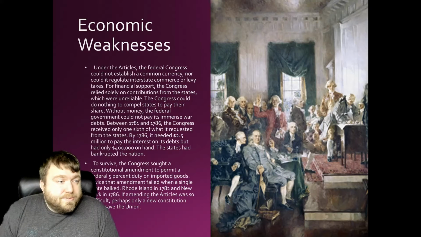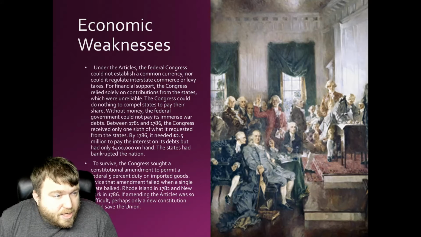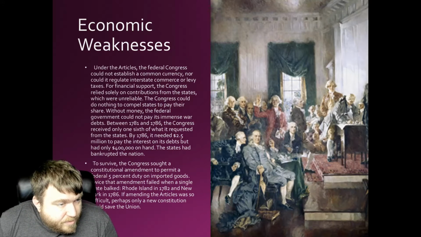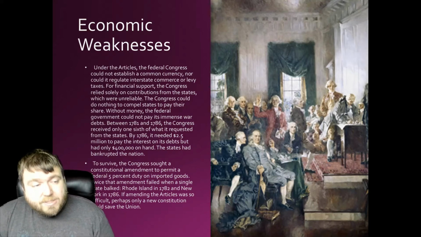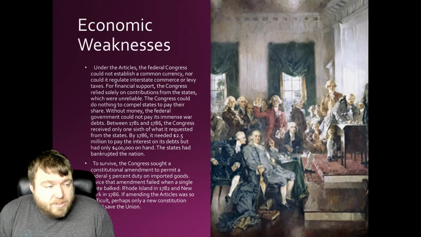Economic weaknesses. Under the Articles, the federal Congress could not establish a common currency, nor could it regulate interstate commerce or levy taxes. For financial support, the Congress relied solely on contributions from the states, which were unreliable. The Congress could do nothing to compel states to pay their share. Without money, the federal government could not pay its immense war debts.